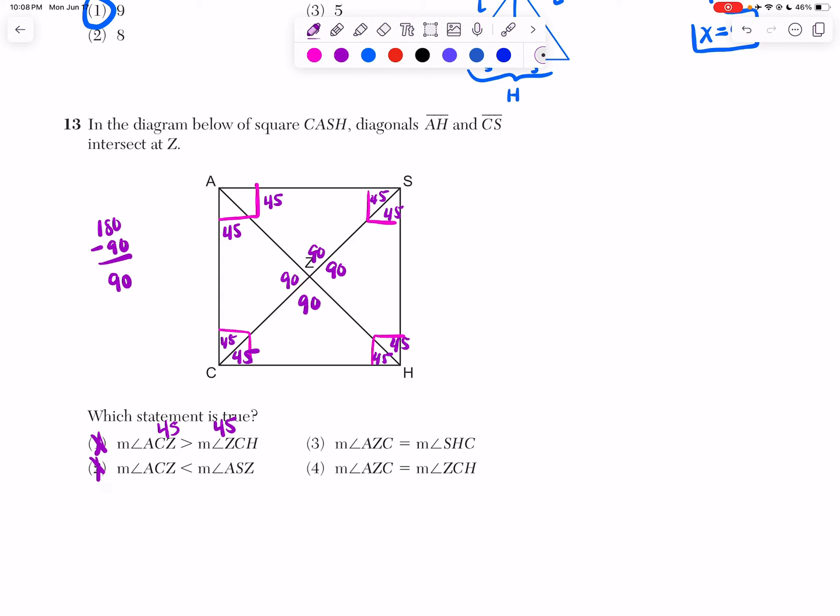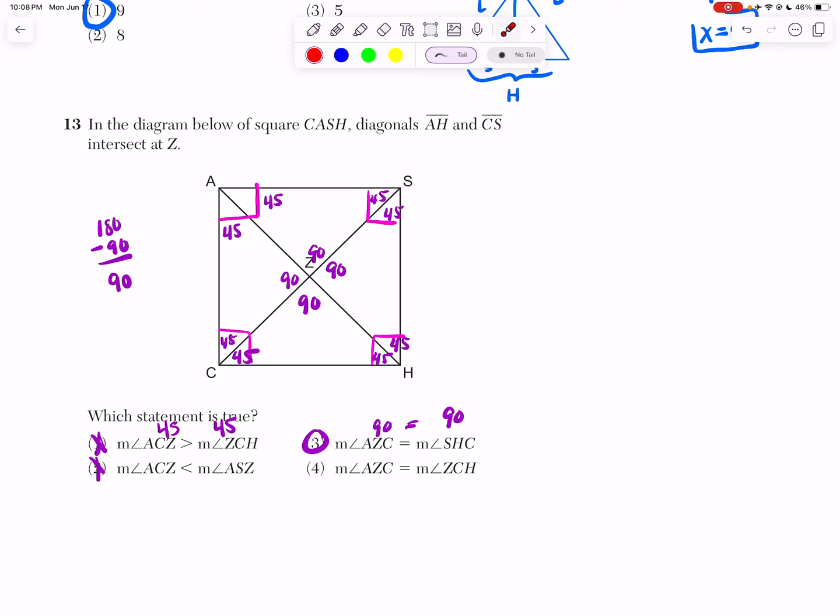Now, if I look at choice 3, it says AZC. So I go to A, go to Z, and at Z, I have a 90-degree angle. And now that one's saying, is it equal to SHC? SHC, that is true because that's a 90-degree angle. So it is going to be choice 3.